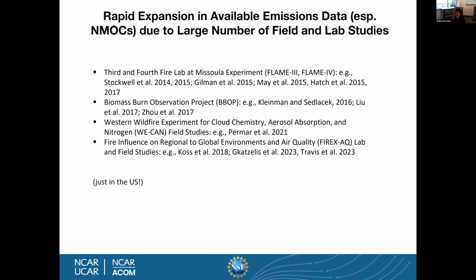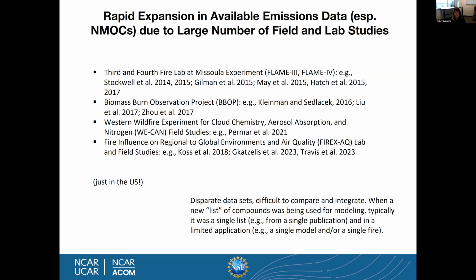So one of the other challenges, again, with a bunch of good data, is that we have a bunch of disparate data sets, and they're very difficult to compare and integrate. When a new list of compounds was being used by modelers, it was a single list. You take one new set of emission factors from one paper, and you may apply it to a single fire. So there isn't really a widespread or easy way to take advantage of the data that are out there. So that's really where we started with NEIVA.